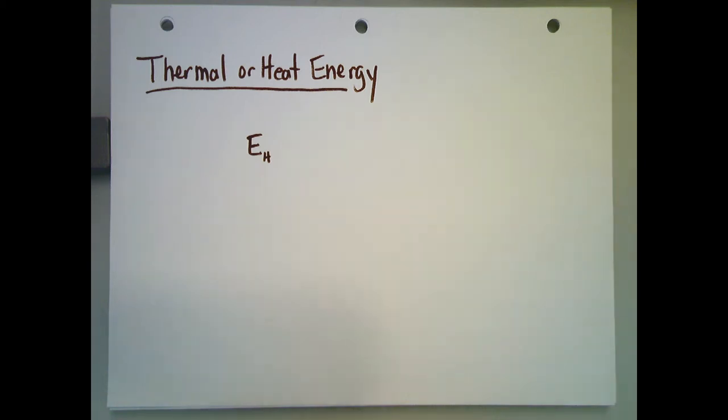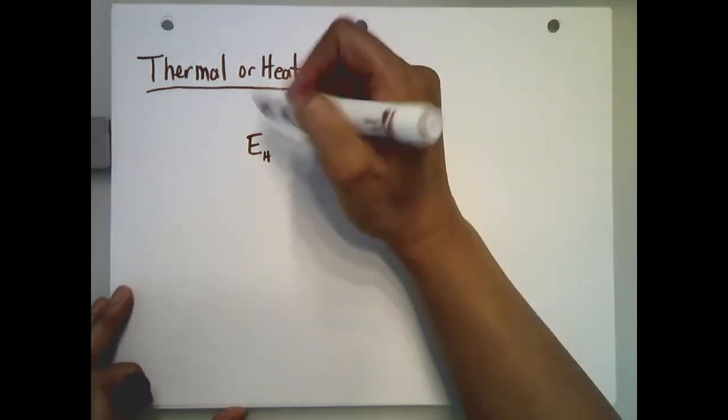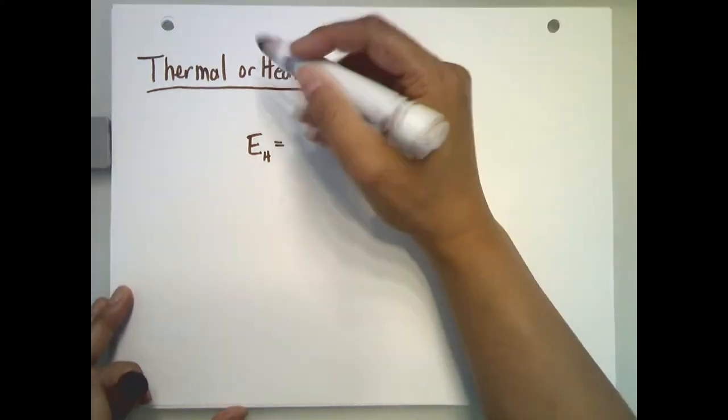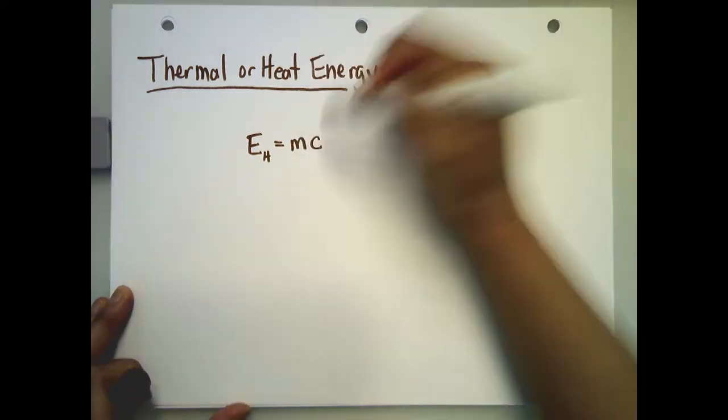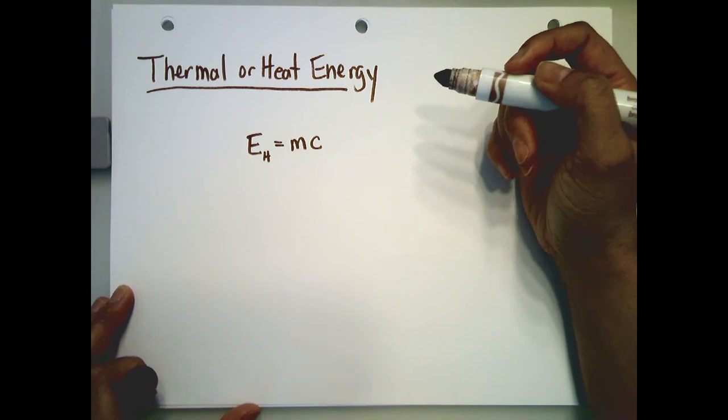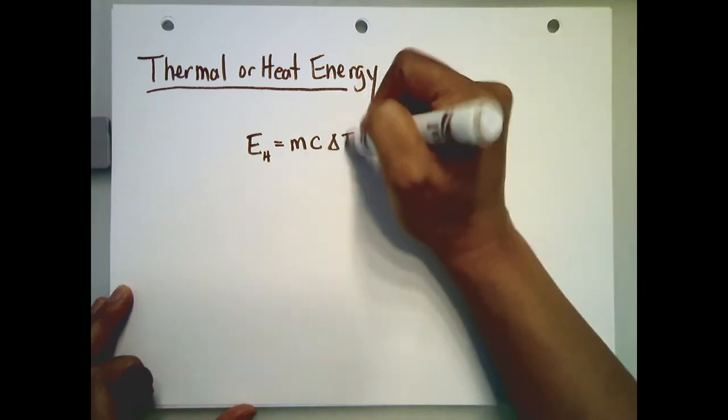Hi, this lesson is on thermal energy or heat energy. The symbol is given by the letter E with a subscript H, like this. So here's the formula. You have E is equal to m, the mass of the object, C, called the specific heat capacity, and the change of temperature.